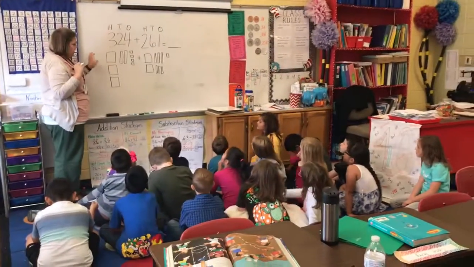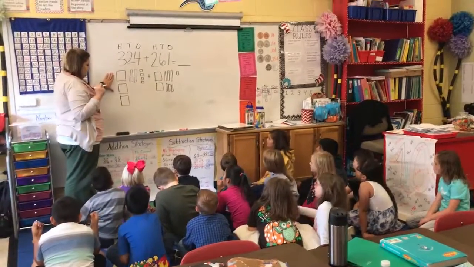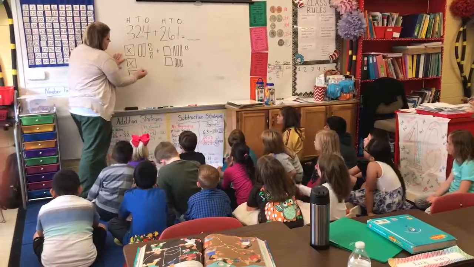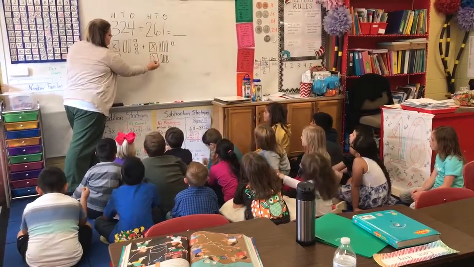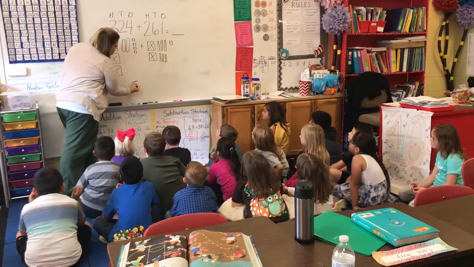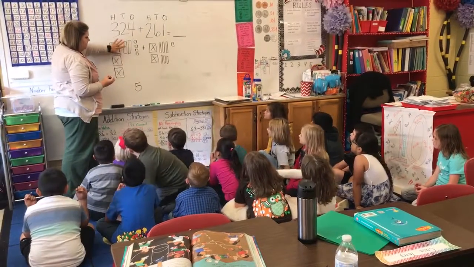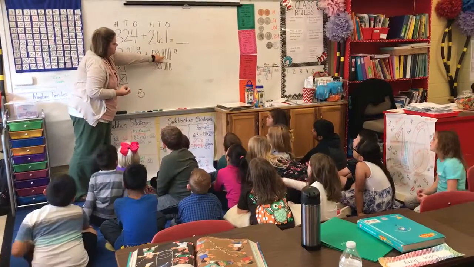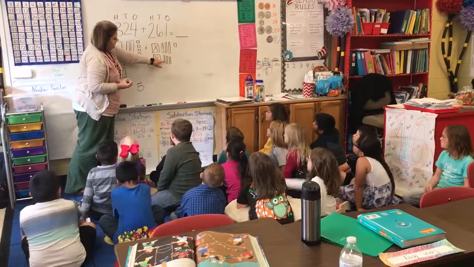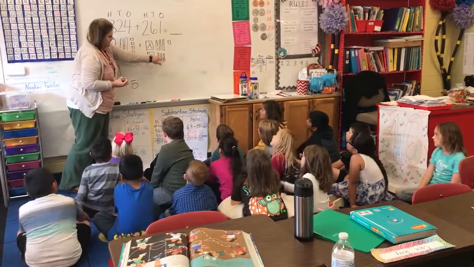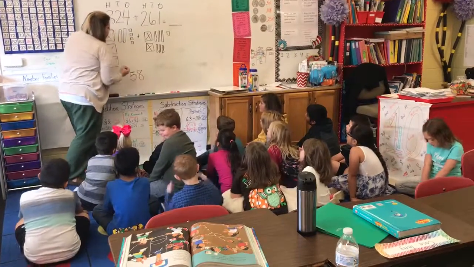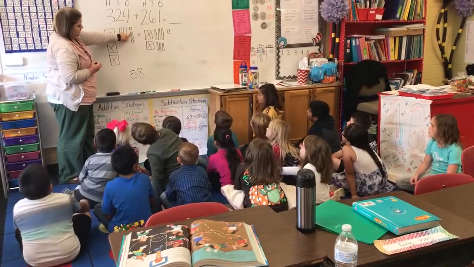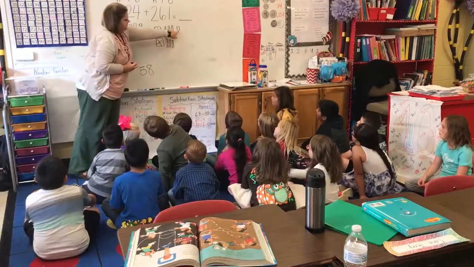Add the hundreds. How many hundreds do we have? 300. Okay, so 100, 200, 300, 400, 500. So we have 500s. How many 10 sticks do we have? 8. All right, let's count them. 10, 20, 30, 40, 50, 60, 70, 80. 80. Good. And then how many ones do we have? 5. Let's count them. 1, 2, 3, 4, 5.